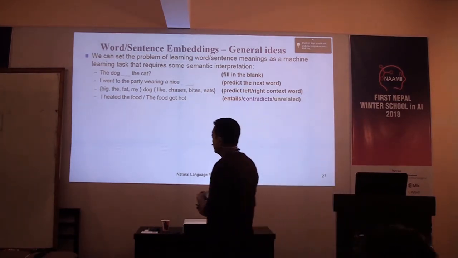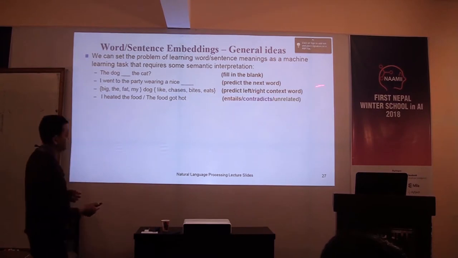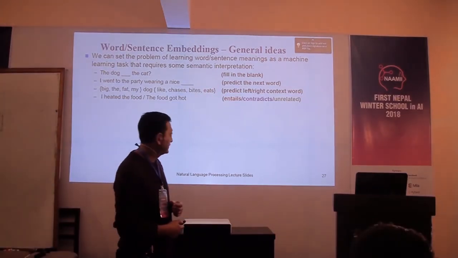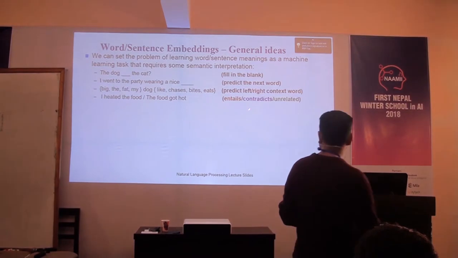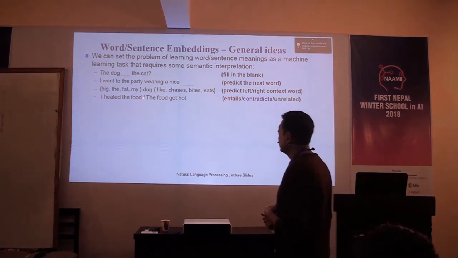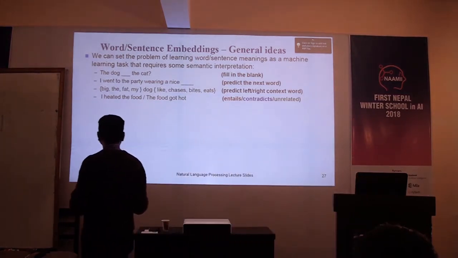We could also use more complicated data sets. This is becoming more popular in NLP at the moment. So you could have a data set which has pairs of sentences. Okay? So, I heated the food. The food got hot. Okay? If you did that, does it imply this is what happened? So does this entail this? Yes? Right? So you'd have a data set where we have these semantic interpretation problems where it could be entails, contradicts, or unrelated. Okay?